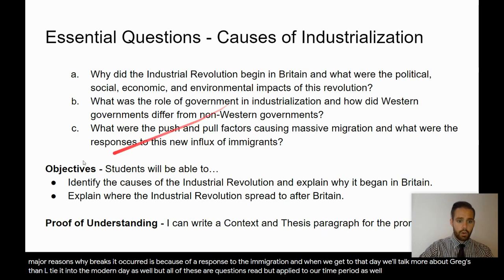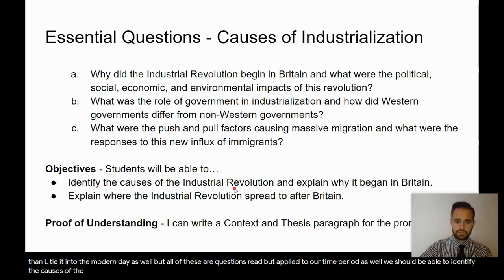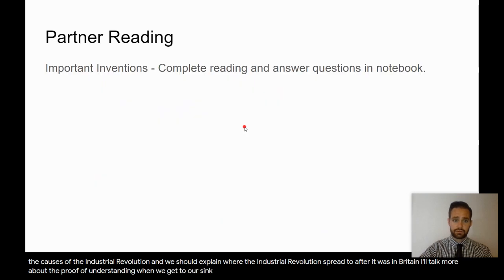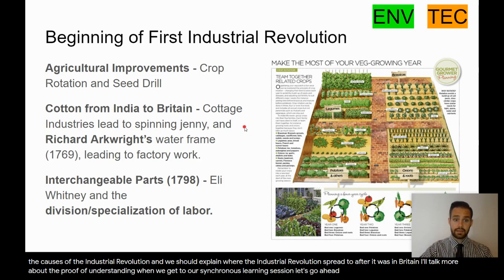But all of these are questions that not only apply to this time period, but apply to our time period as well. We should be able to identify the causes of the Industrial Revolution, and we should explain where the Industrial Revolution spread to after it was in Britain. I'll talk more about the proof of understanding when we get to our synchronous learning session. Let's go ahead and get started.